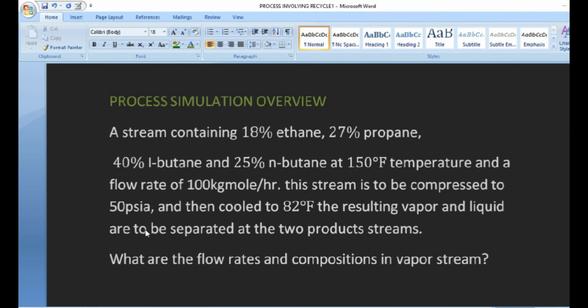So today's episode is going to be on process simulation overview. I'm going to use this sample problem question to overview a process simulation. So let me read the problem statement.